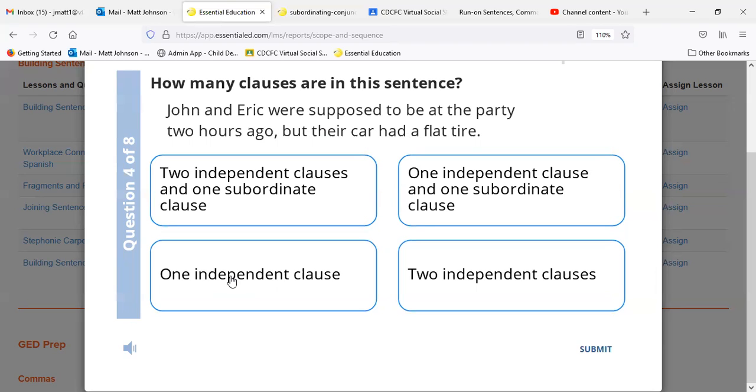So their car had a flat tire. That's a complete idea, right? We wouldn't use but before that unless we're joining two independent clauses. So John and Eric were supposed to be at the party 2 hours ago, one independent clause, comma, but their car had a flat tire. That is two independent clauses. There are no subordinate clauses, right? We didn't get those subordinate signal words to look for.